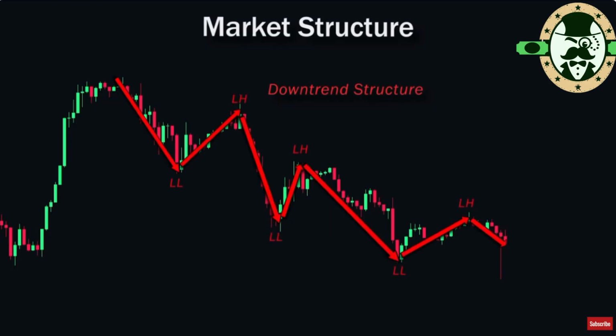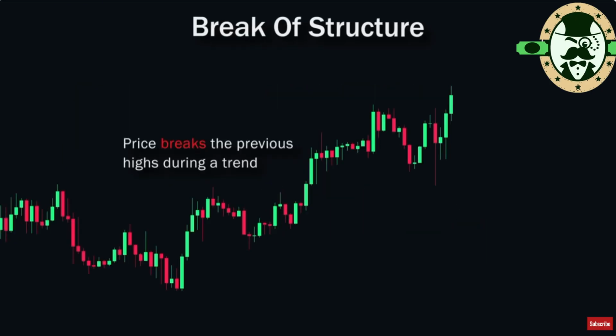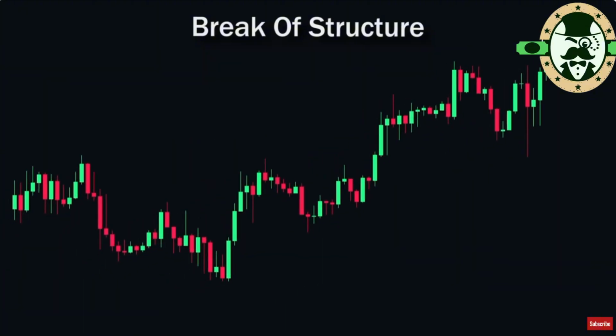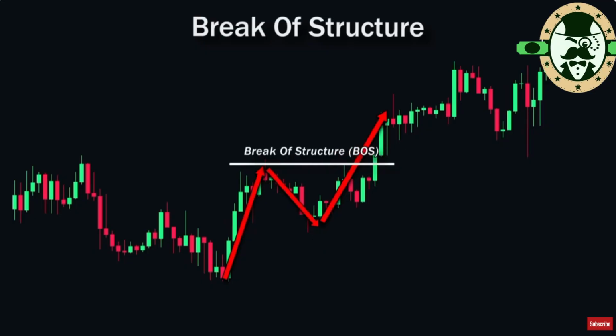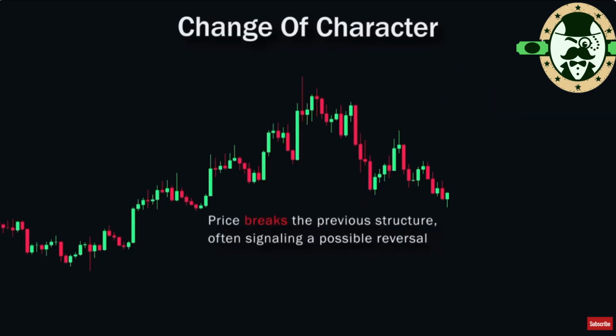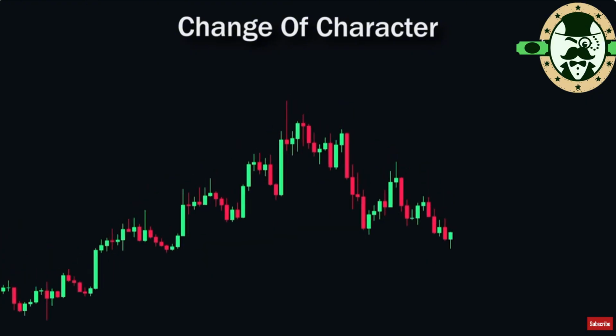Break of structure is when price breaks the previous peak during a trend. For example, if the price forms higher highs and higher lows, this break of the previous highs is called break of structure. Change of character occurs when price breaks the previous structure during a trend, often signaling a reversal from that current trend. For example, if the price is forming higher highs and higher lows, then it breaks the previous lows, forming lower lows. This is called a change of character.